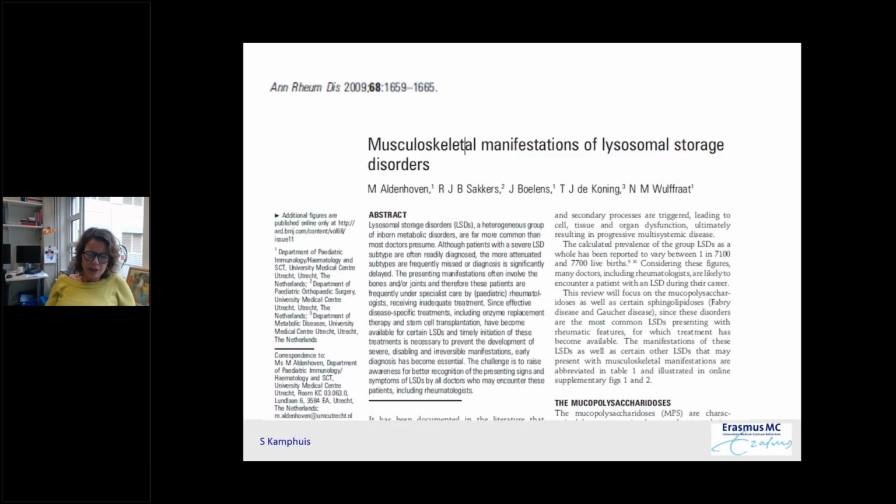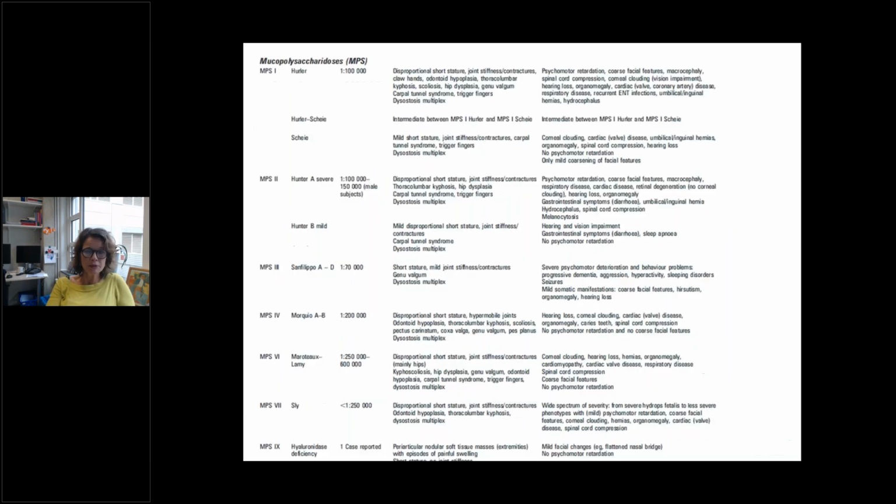This is the key paper that I need you to collect. Just go to PubMed, collect the paper and put it somewhere in a folder next to you in your office. It's a very practical paper. It's from one of my colleagues, Nico Wilfred, from the Netherlands, and this is a metabolic doctor, this is an orthopedic surgeon, and this is a resident. They wrote this really comprehensive paper with very nice tables that actually help you to think whether it would fit between the different diseases.